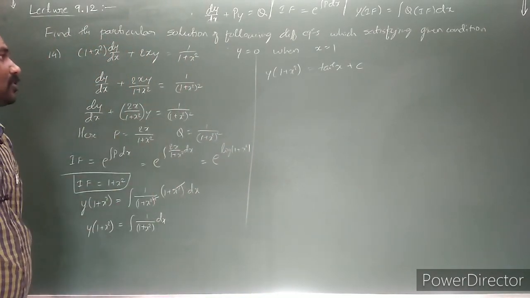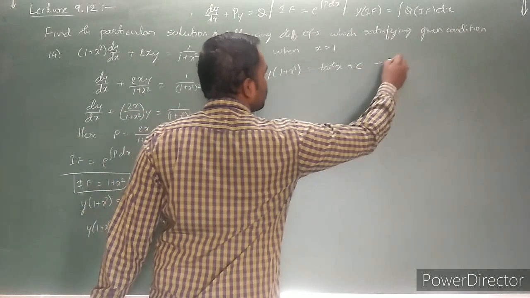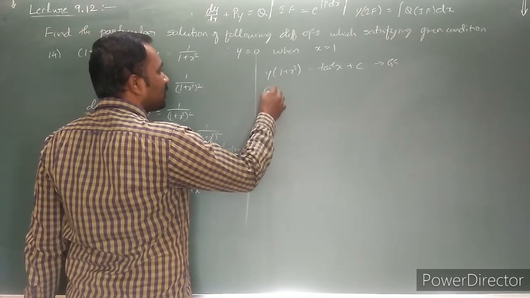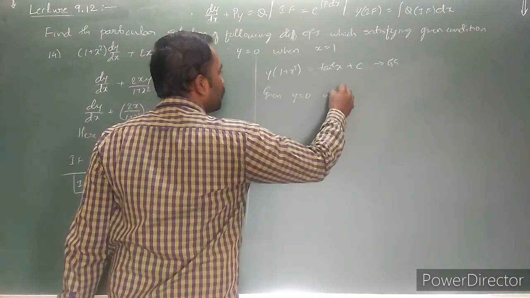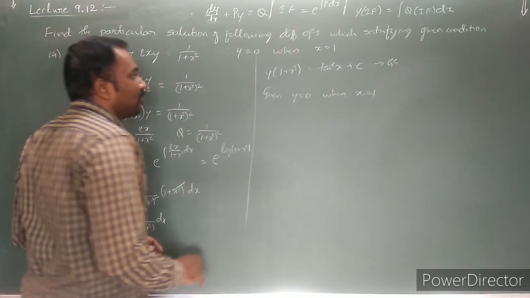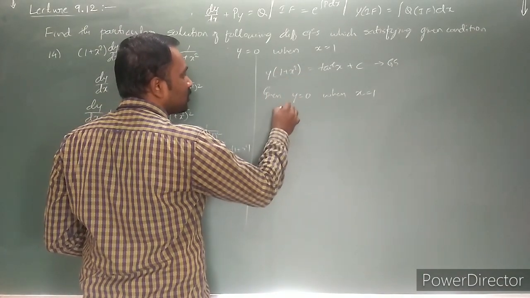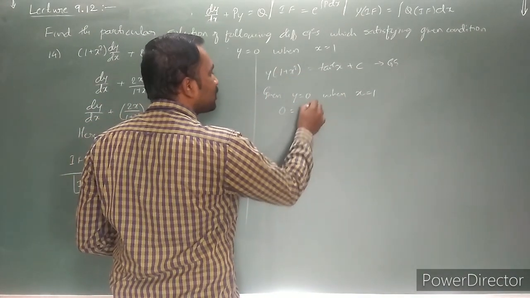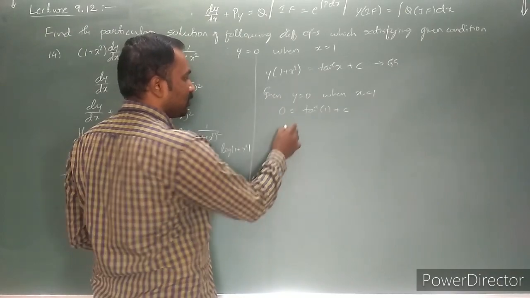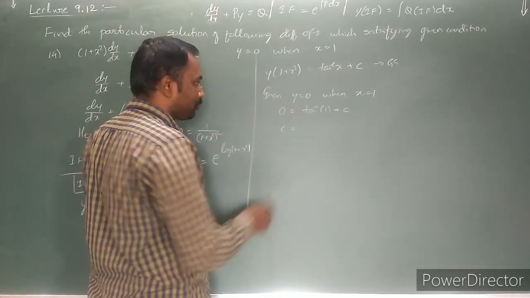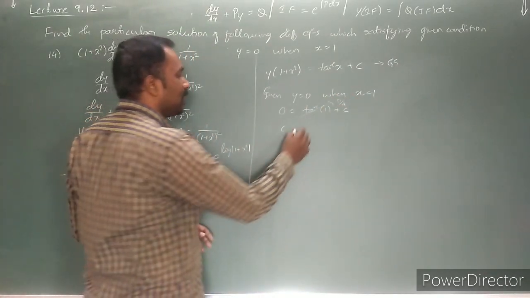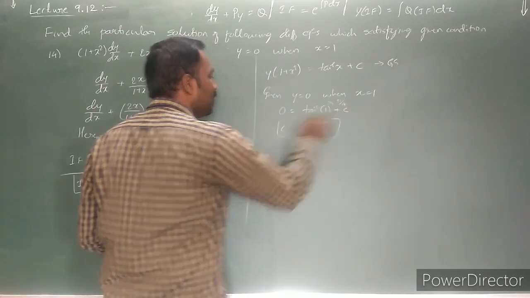Now here it is a general solution. We need to get the particular solution. So this is the general solution. So particular solution we require, so that is given y is equal to 0 when x is equal to 1. What happens? Y is 0, so this whole term becomes 0 is equal to, here x is 1, tan inverse of 1 plus c. What is the tan inverse of 1? The principal value is pi by 4, which is nothing but 45 degrees. So then c is equal to minus pi by 4.